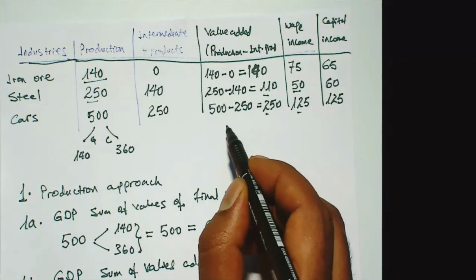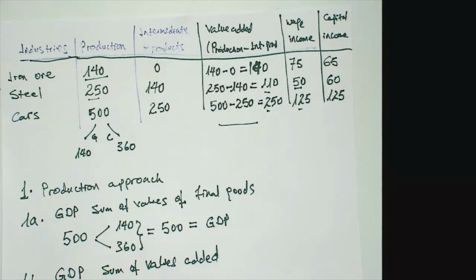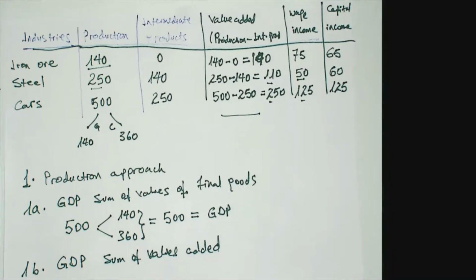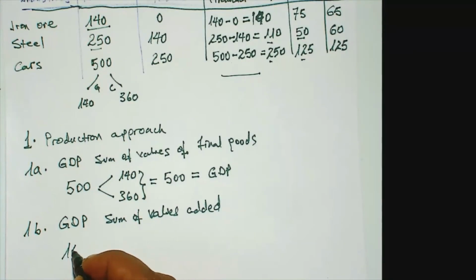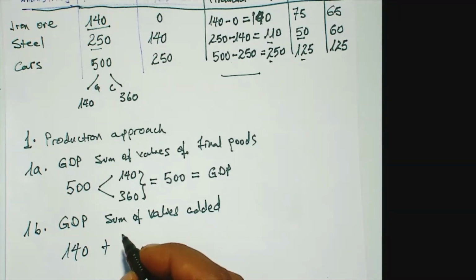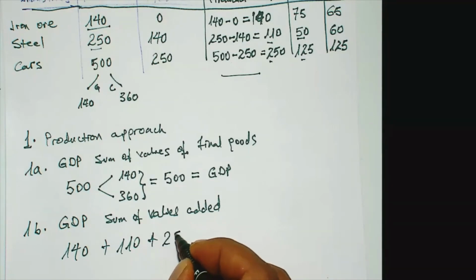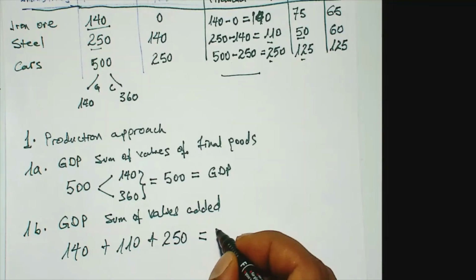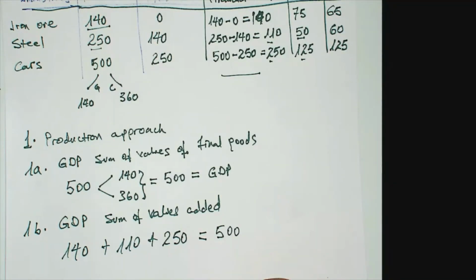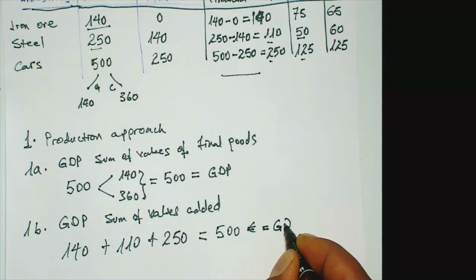We have seen in our table that the value added in the iron ore company is 140 euros. The value added in the steel company is 110 euros. The value added in the cars industry is 250 euros. So if you add these three numbers together, you would come up with a value of 500 euros, which is again a representative of the total amount of our GDP.